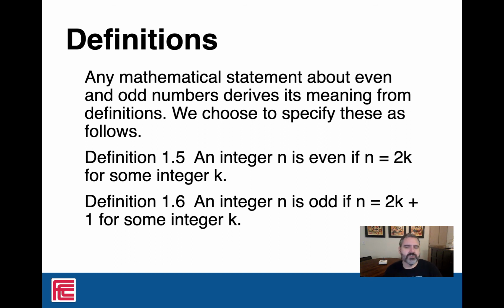Similarly, a number is odd if it is 2k plus 1. There's some k that makes that true, right? Which makes sense. You add 1 to any even number and you get an odd number. We know that, but that's not the definition.